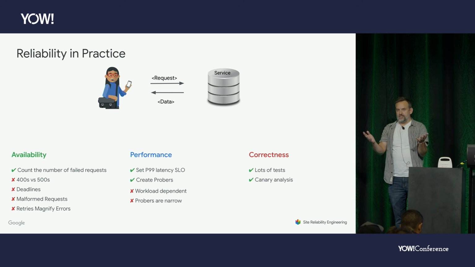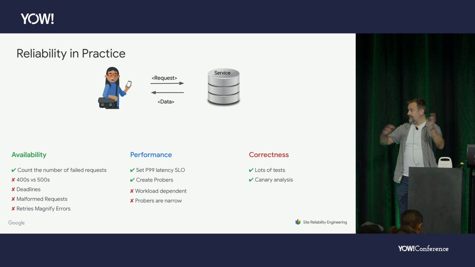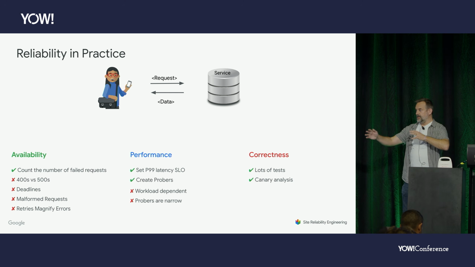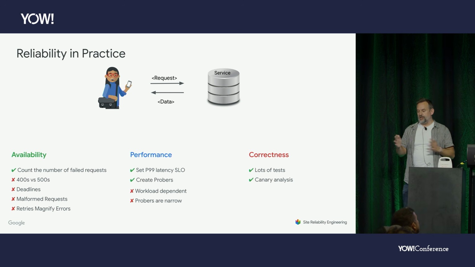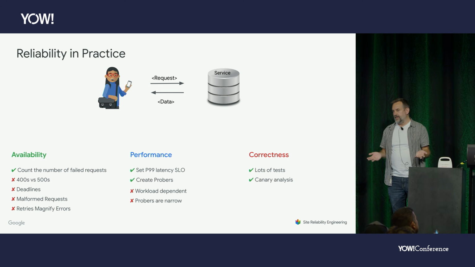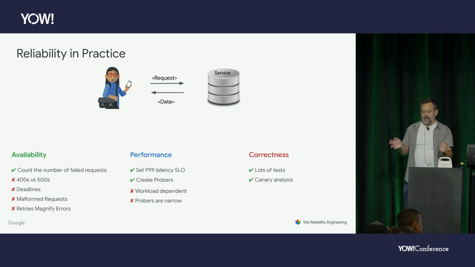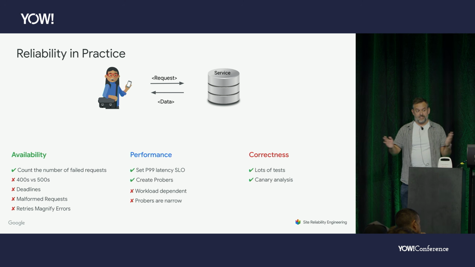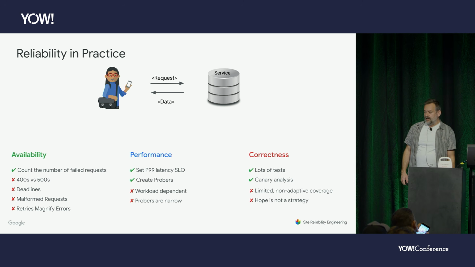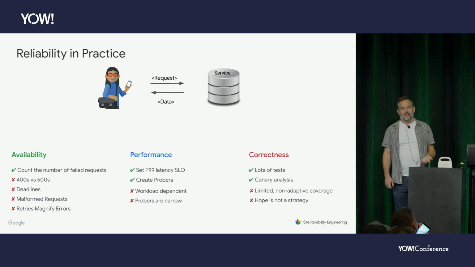But actually, most user workloads are using a whole bunch of different features, and those features can combine in unpredictable ways where you'll see problems that couldn't be caught by any individual prober. So it only covers a very small part of the state space in terms of the behavior of the system as a whole. And then in terms of correctness, yes, pre-prod tests are vitally important.